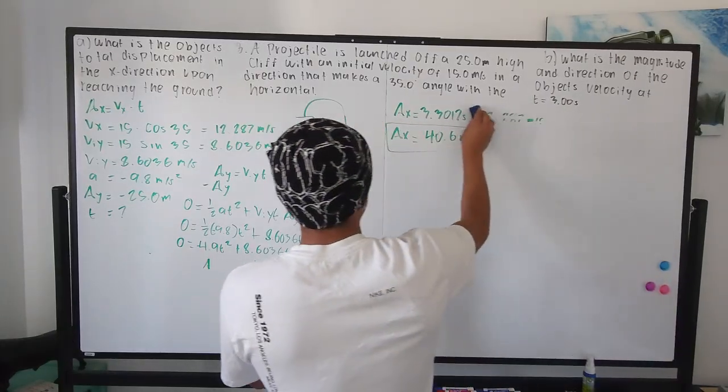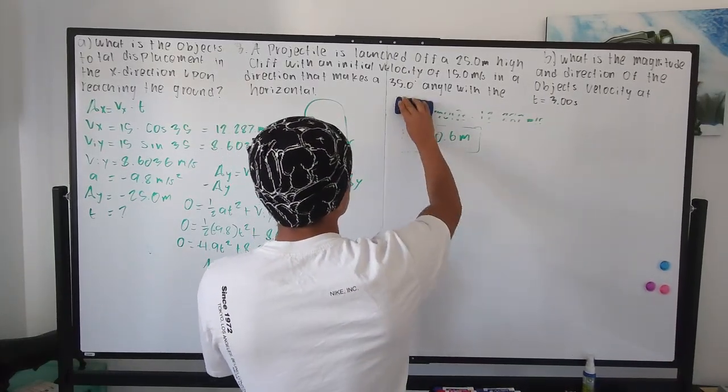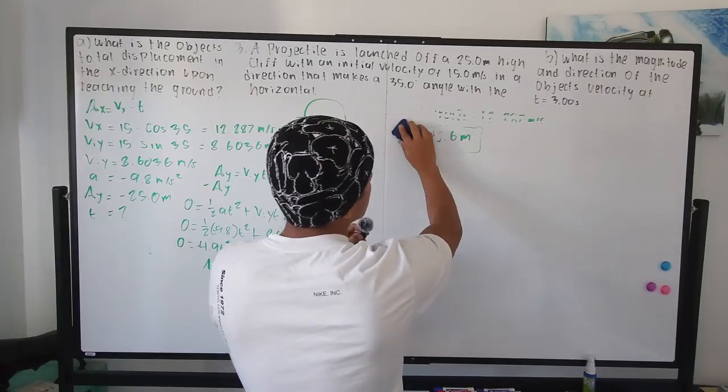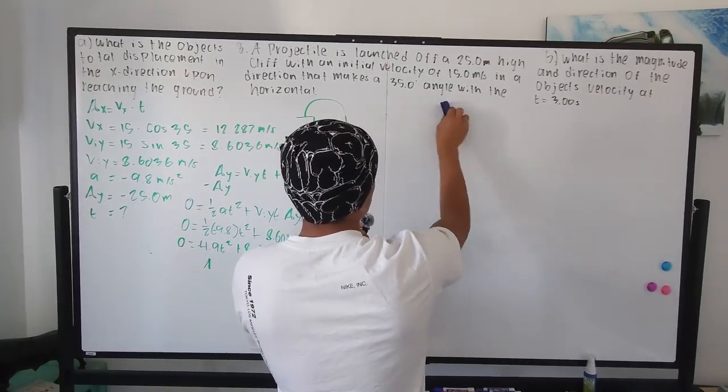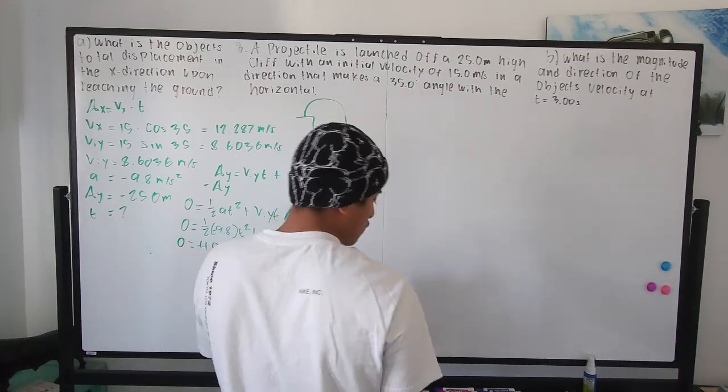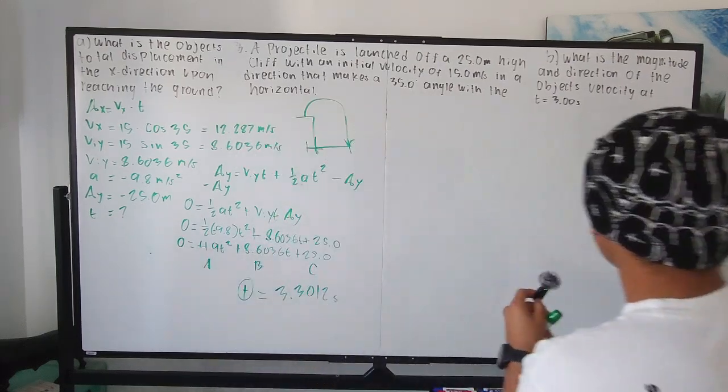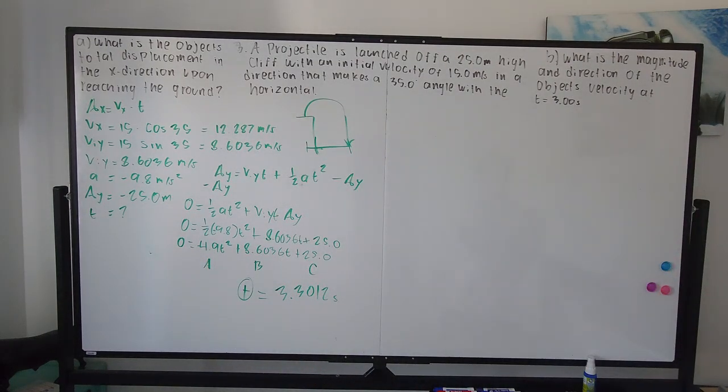Now moving on to the next one. I'm going to erase this answer. Moving on to the next one, part B says, what is the magnitude and direction of the object's velocity when the time is equal to 3 seconds? So to get the magnitude of the object's velocity, we are going to have to take the square root of the velocity in the x squared plus the velocity in the y squared. That's to get the magnitude. Okay, so let's go ahead and do that.